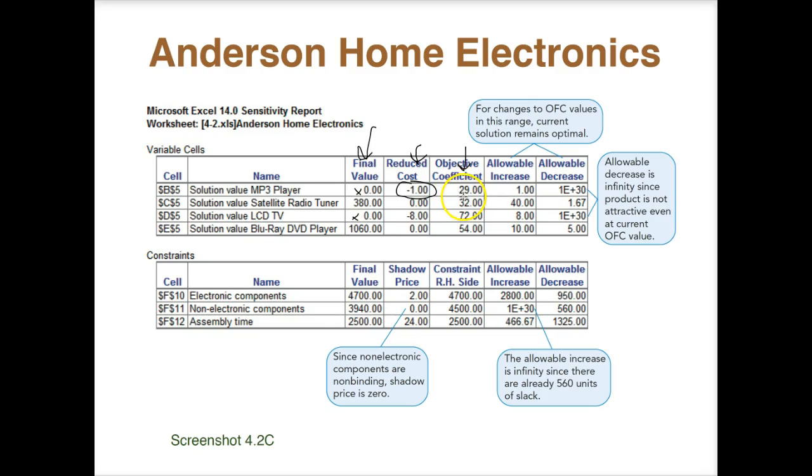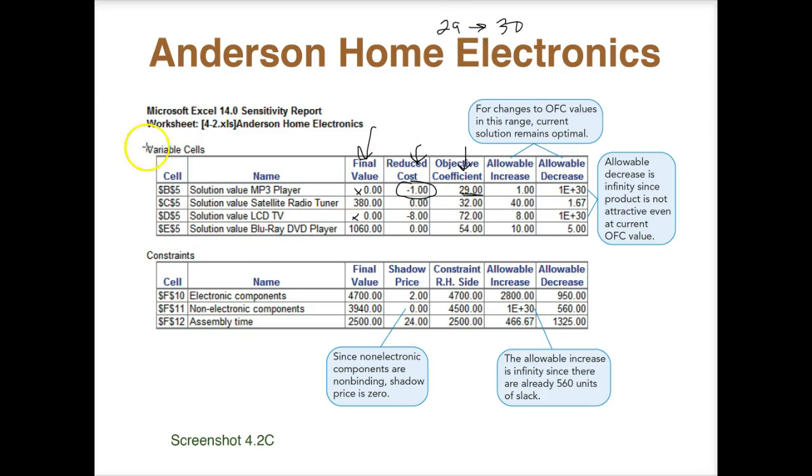So here right now, this 29 actually represents the amount of profit that we're making per MP3 player. From our current situation, what this is saying is that, hey, this $29 per MP3 player profit is not enough. So in order for it to make sense to produce an MP3 player, we have to get this from 29 to 30 by doing one or two things.